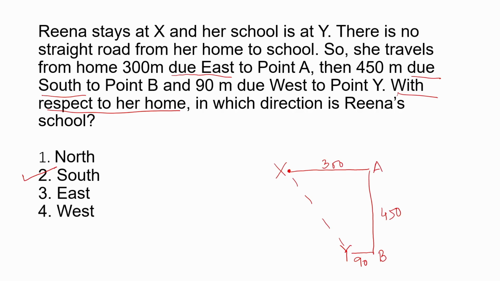Okay. If the option had been southeast, that would have been a better option. So check out what has been asked. The main thing is understanding what due east, due south means. And second is, this is where a lot of students make mistakes with respect to where is being asked. Okay. So they could be asking you with respect to her school, where is her home, then the answer would change. So with respect to means, where is it that you have to stand and draw these lines.